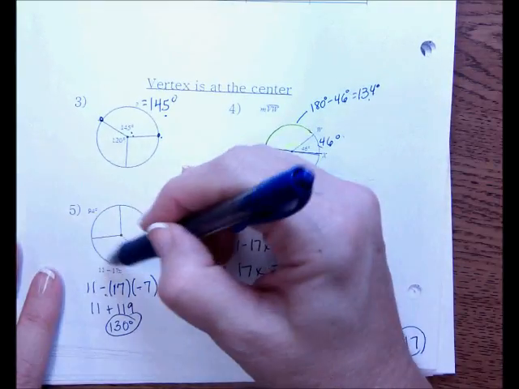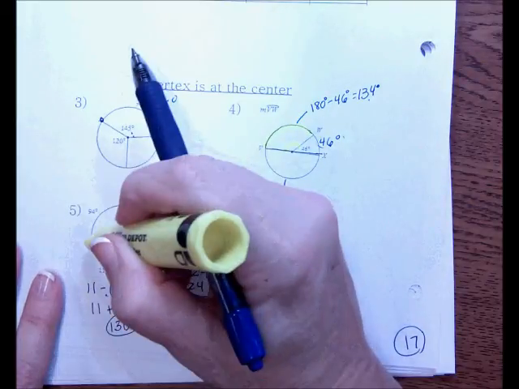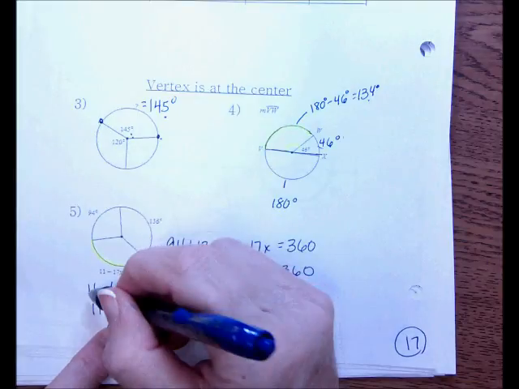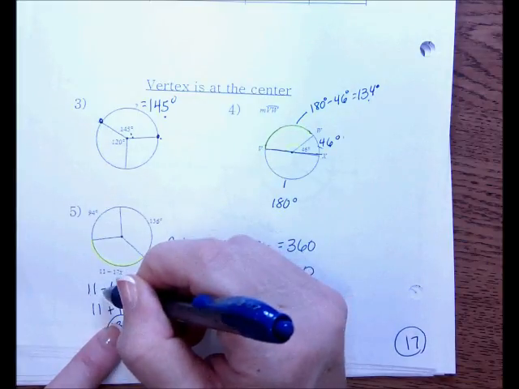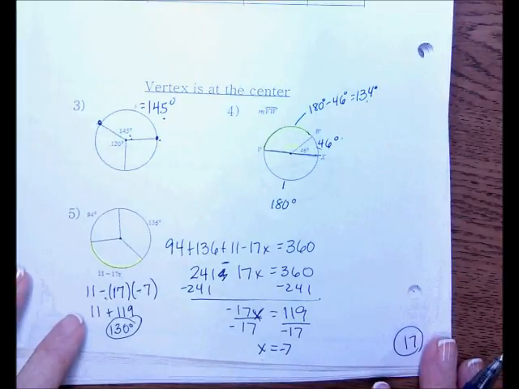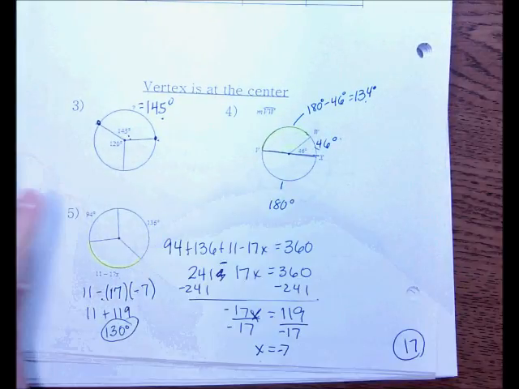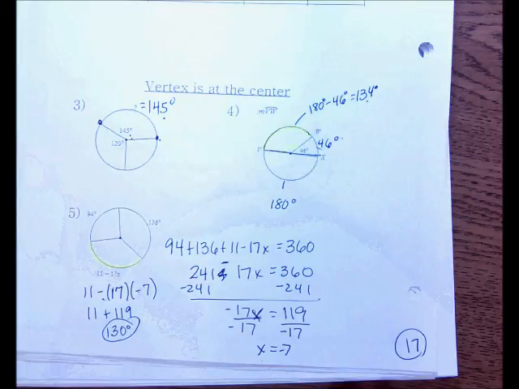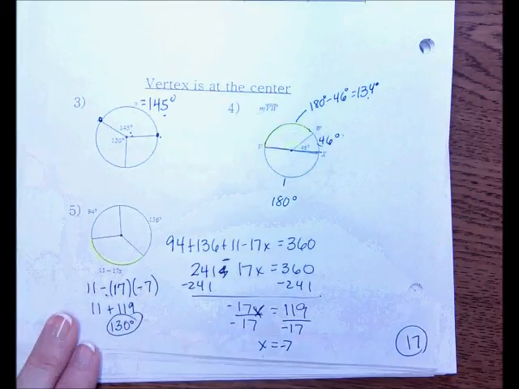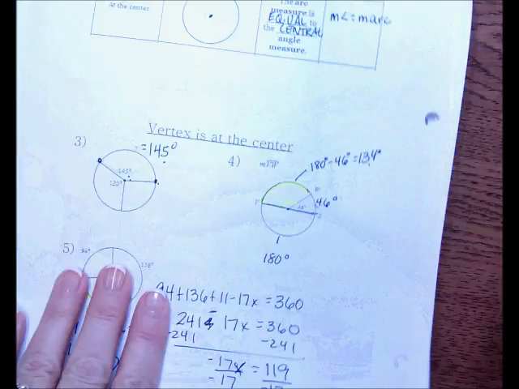So to find the degree of this arc, I would plug in negative 7 into the formula. And so it would end up being 11 plus 119 because I end up having a negative times a negative, so that's a positive. And so my degree of my arc there is 130 degrees. So I could be asked to solve for x, or I could be asked to solve for the arc measure.